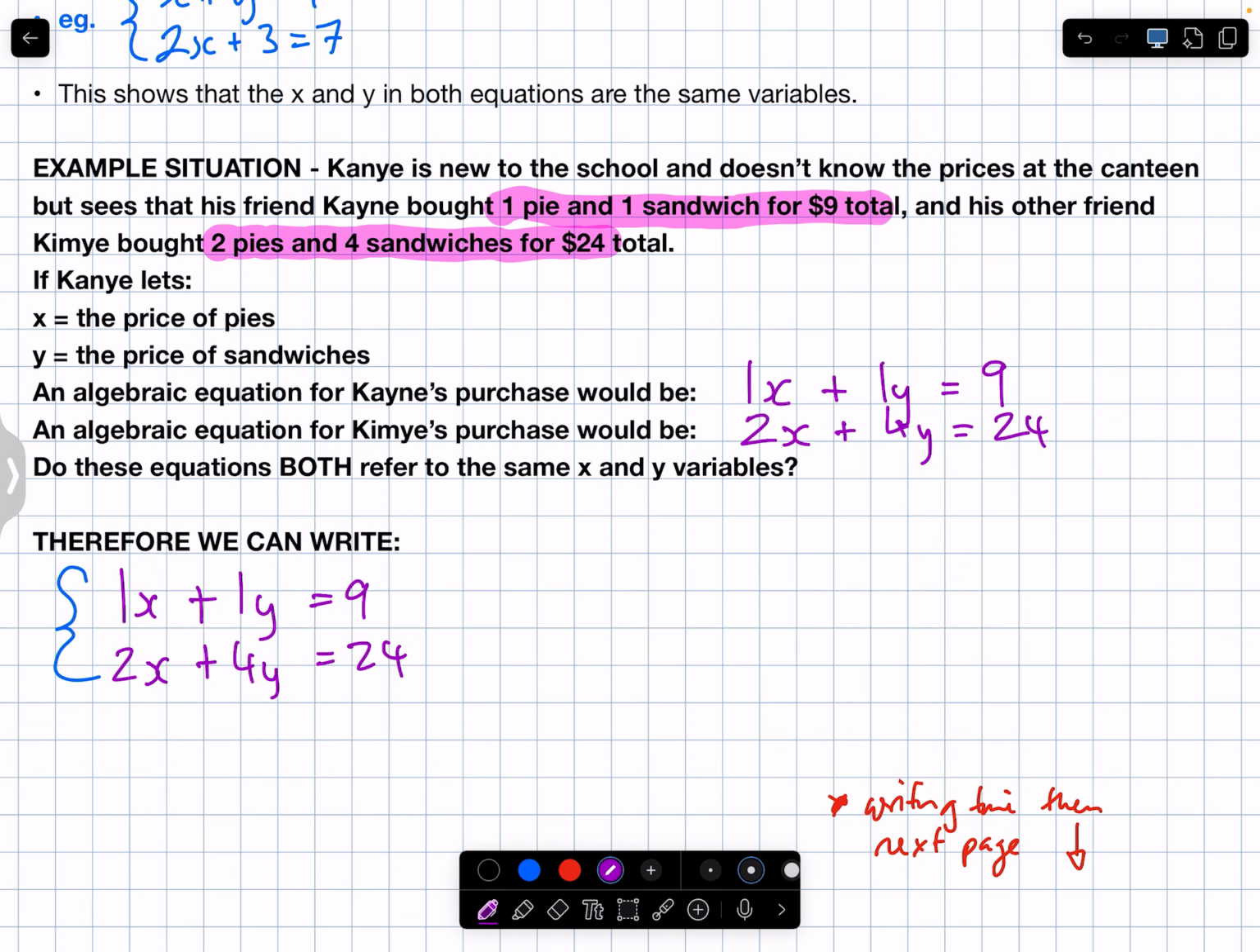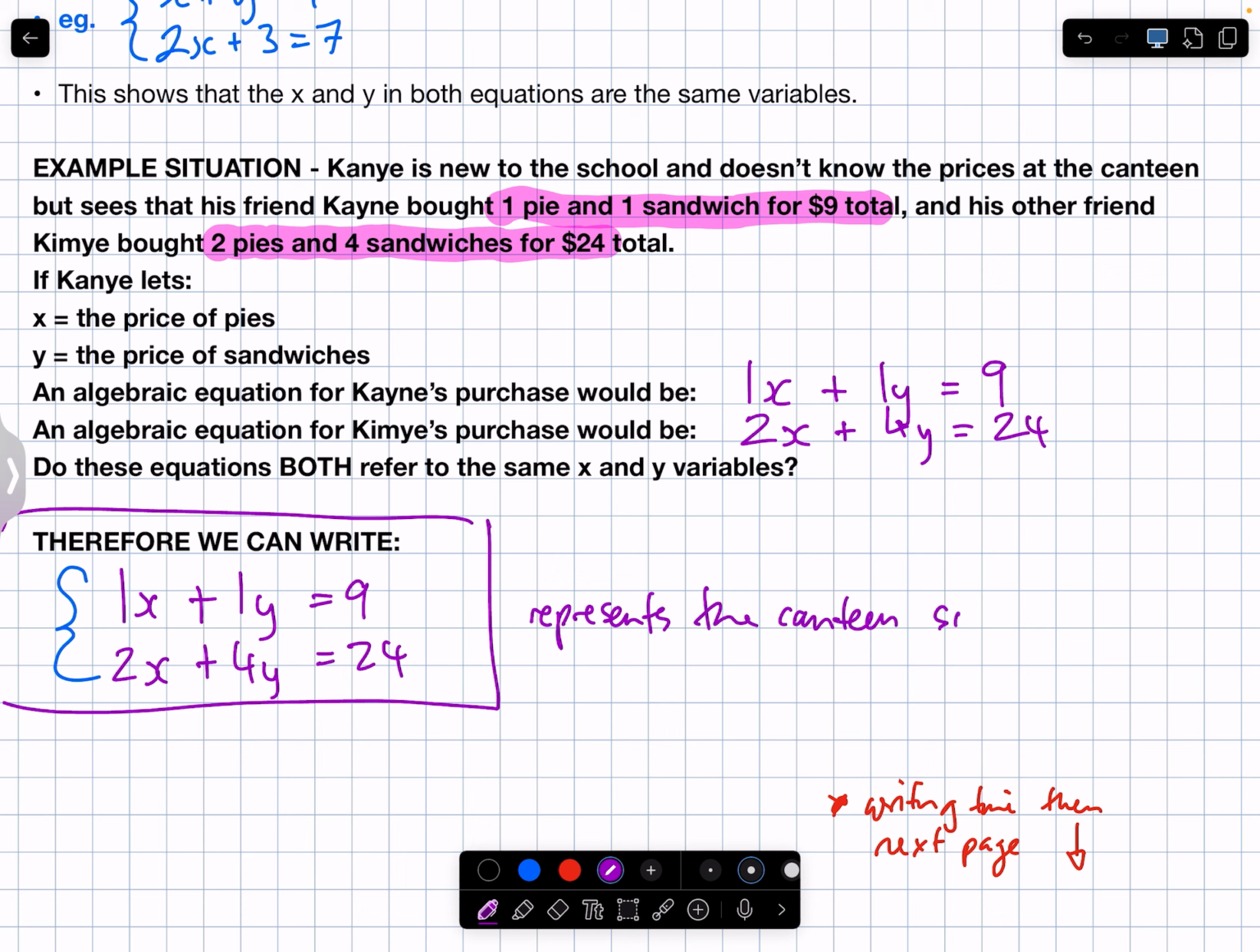So just write this. Therefore, we can write that represents the canteen situation. Do we solve it all? That's what I'm showing you on the next slide, right?